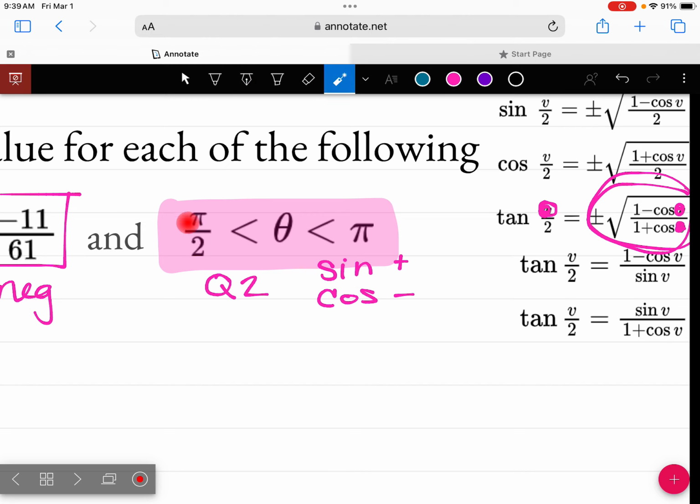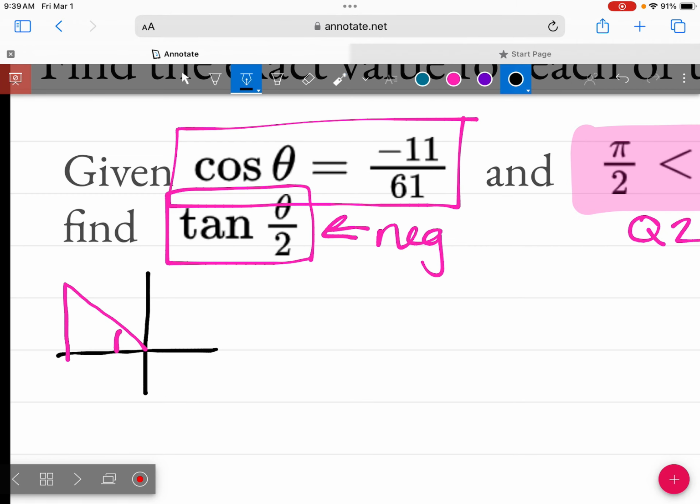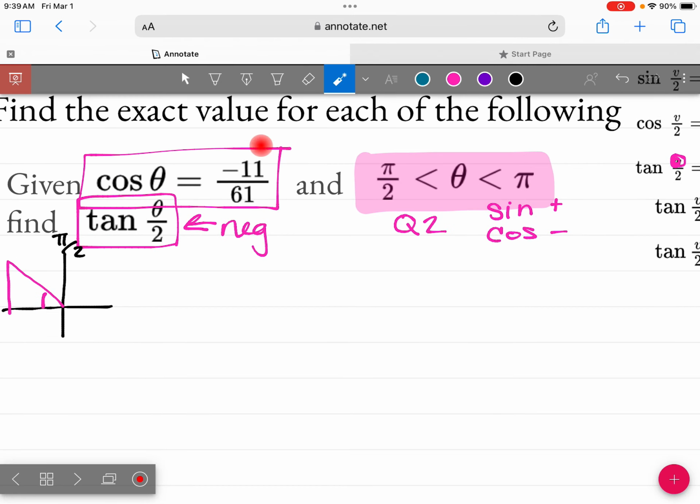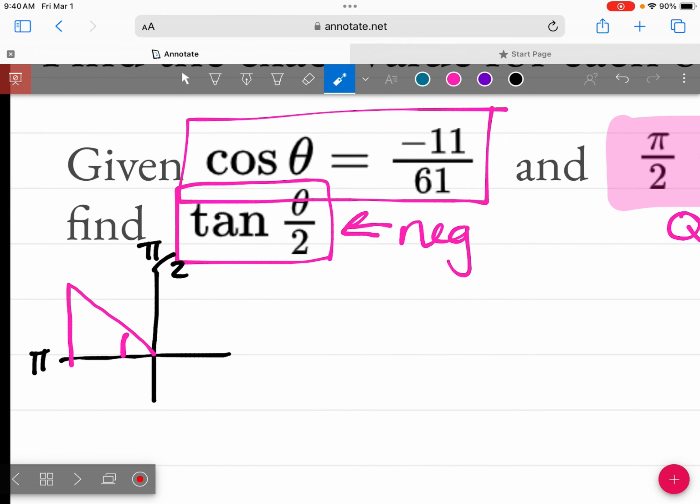Since pi over 2 is smaller than theta, and pi is bigger. If we think about our unit circle, this is pi over 2, and this is pi. So we know our angle is somewhere between those two. Since theta is between pi over 2 and pi, it's somewhere over here, which is quadrant 2. Okay, so they're going to give you a trig function and ask you to find the half angle.